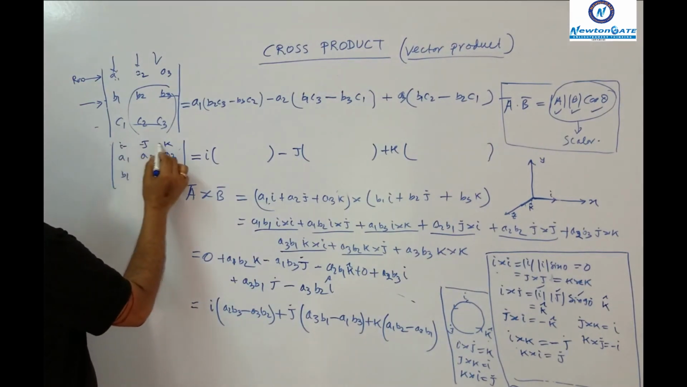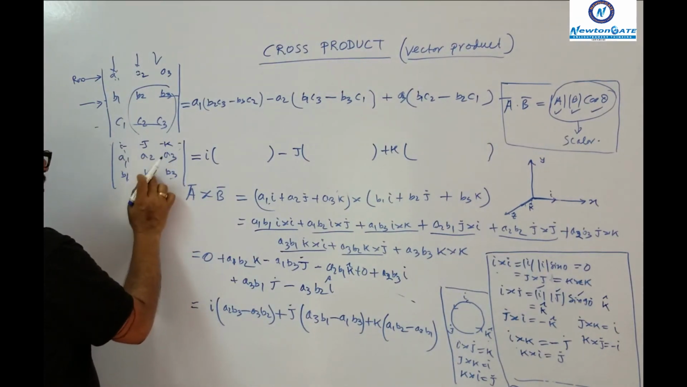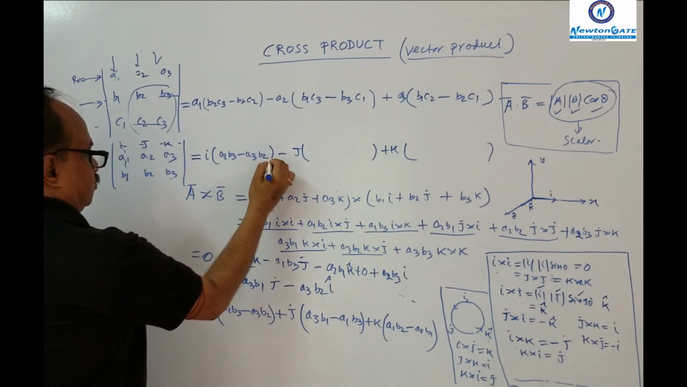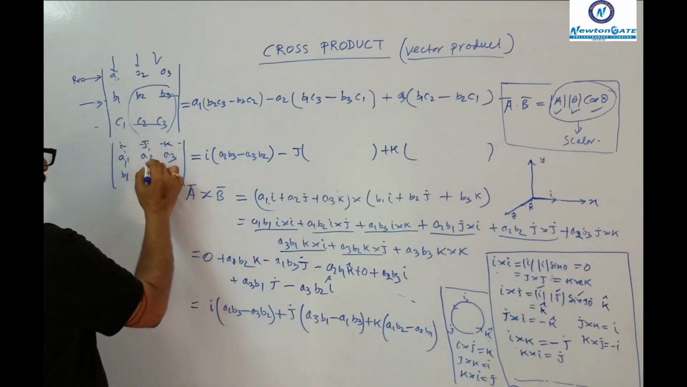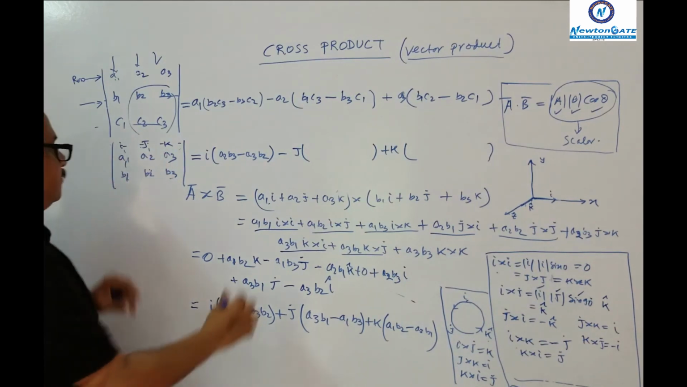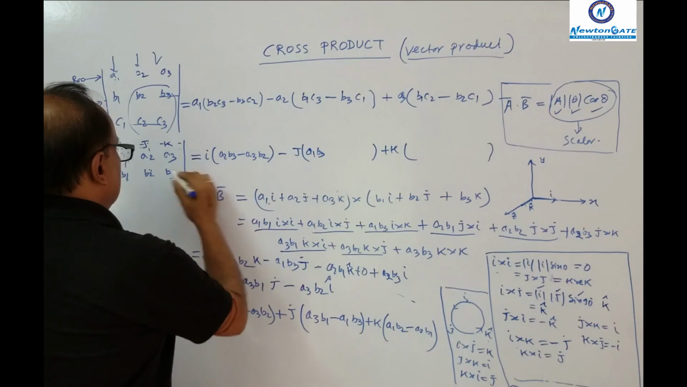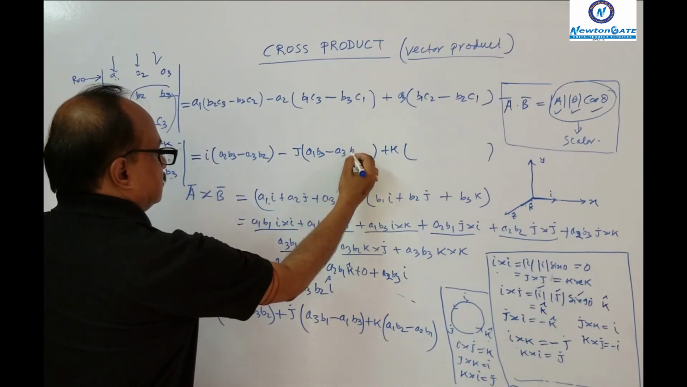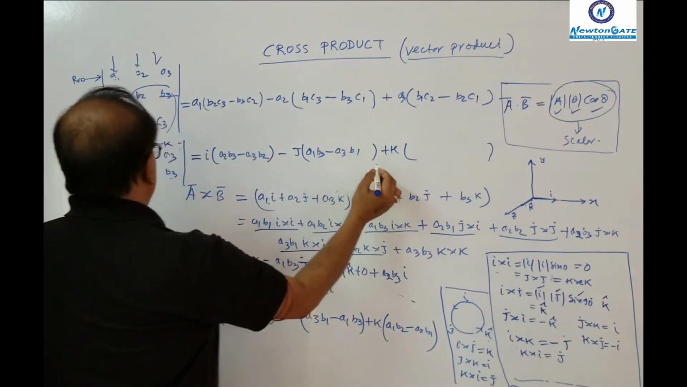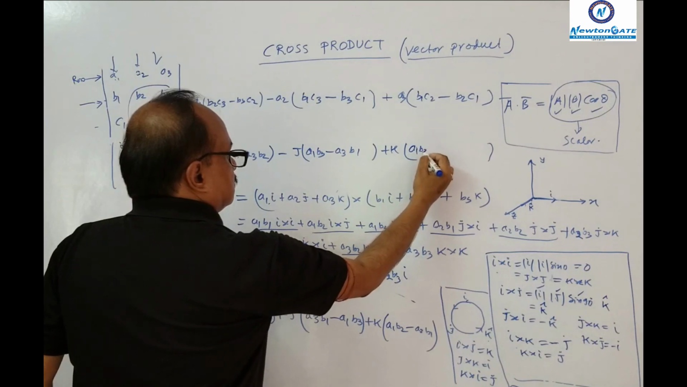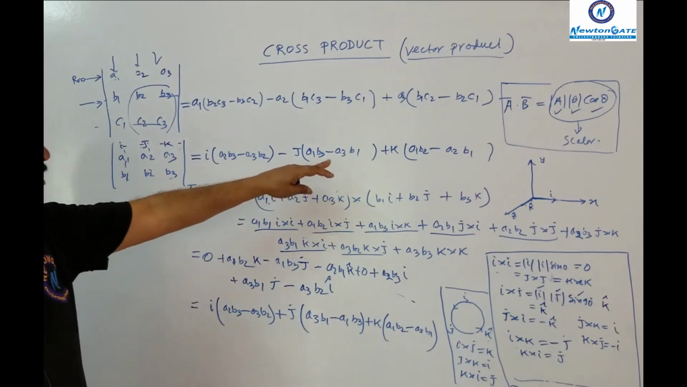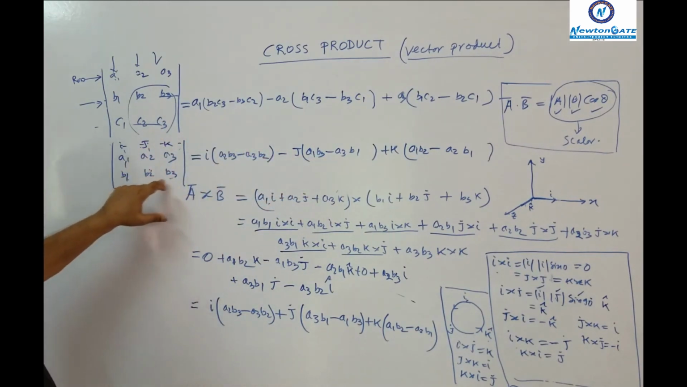When I take this one, you know that this and this is covered, so left is A2B3 minus A3B2. Same if I take J, this is covered, this is covered. The left is this into this minus this into this: A1B3 minus A3B1. Same way, if I take this, then there will be A1B2 minus A2B1. So now you see the vector cross product is found so easily.